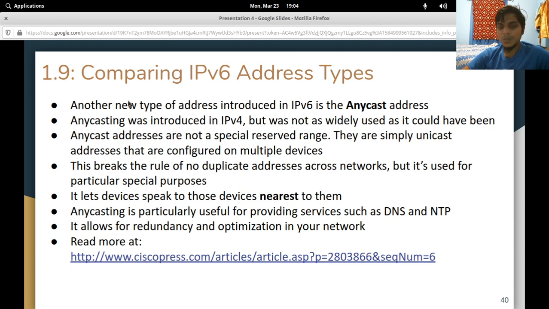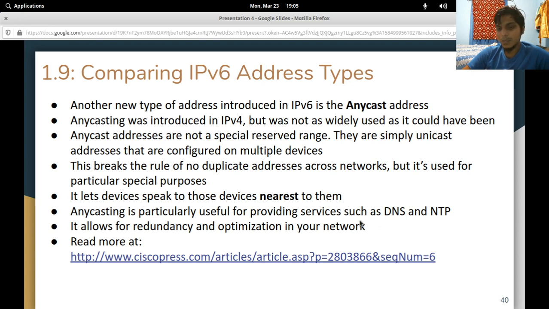Another type of address in IPv6 is the anycast address. Anycasting was introduced in IPv4, but it was not as widely used as it could have been. Anycast addresses are not a special reserved range. They are simply unicast addresses that are configured on multiple devices. This breaks the rule of no duplicate addresses across networks, but it's used for particular special purposes. It lets devices speak to those devices nearest to them. Anycasting is particularly useful for providing services such as DNS and NTP. It allows for redundancy and optimization in the network.